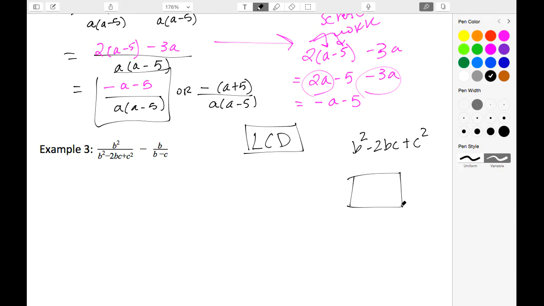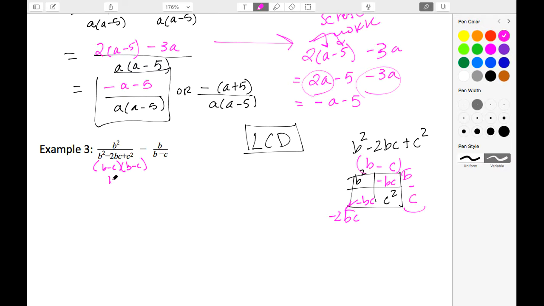You can do the box method here, and I know this will become b squared and this is c squared. So therefore, this is b and this is b, and here is c, and then we have b times b gives me b squared, and I want this to equal negative 2bc. So these must both be negative bc. So therefore, this should be minus c and minus c. And these are my two factors. So this can be written as b minus c times b minus c.